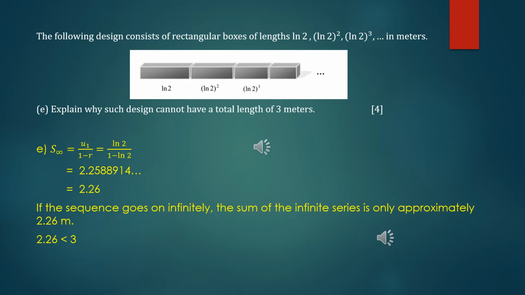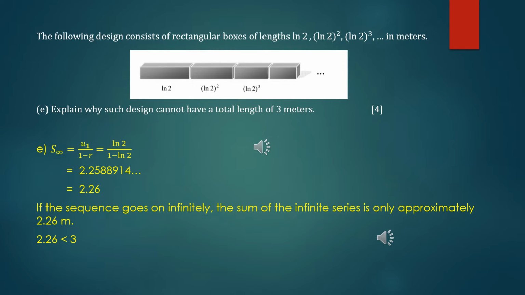The following design consists of rectangular boxes of lengths ln2, square of ln2, cube of ln2, and so on, and the length is expressed in meters. The diagram is shown here in this slide. Our task is to explain why such a design cannot have a total length of 3 meters. So finding the total means finding the sum of the geometric sequence.